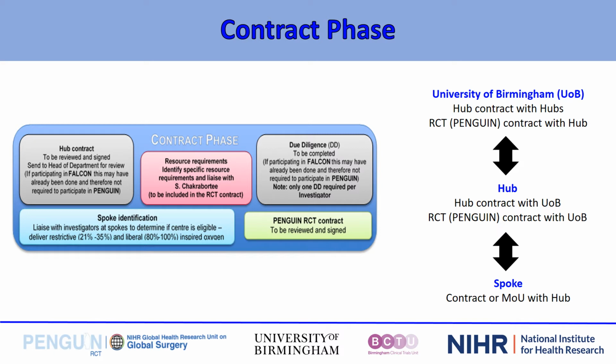It's also the responsibility of the hub to ensure the spoke centres are suitable to participate in the trial. This will include, but is not limited to, ensuring they can deliver the trial interventions, specifically the lower oxygen concentration of 21 to 35%, ensure research staff are available to inform patients of the trial, and follow up patients at the required time points. This concludes what is involved in the contract phase of site setup.